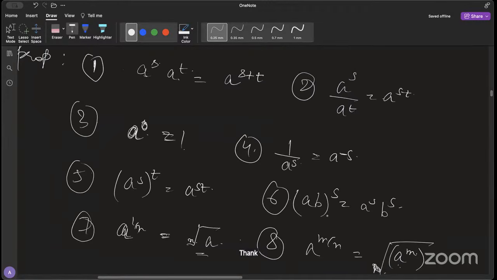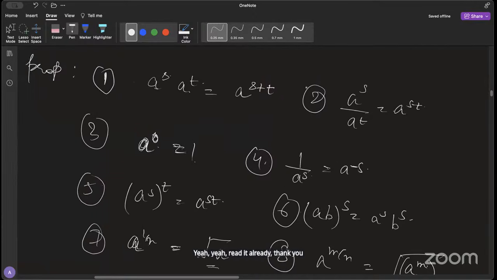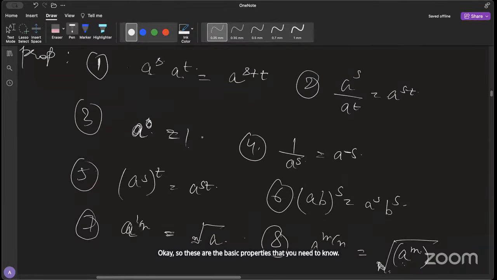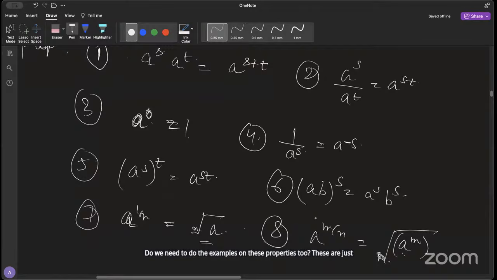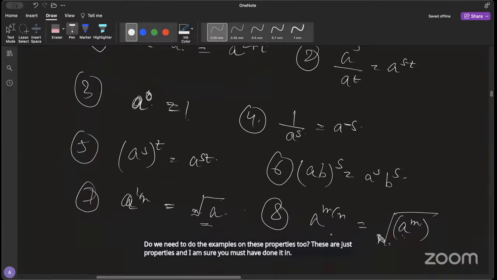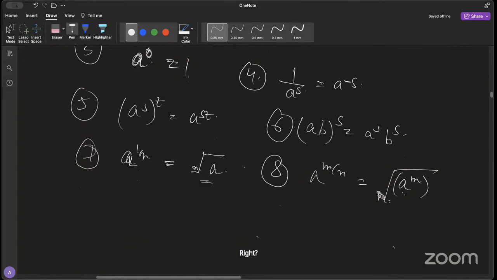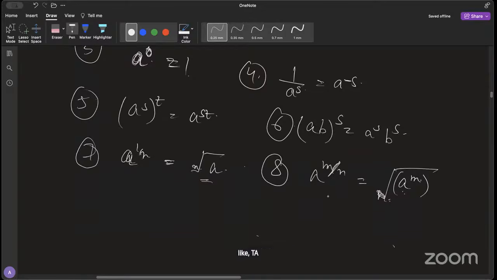Thank you, ma'am. So these are the basic properties that you need to know. Do we need to do the examples on these properties too? These are just properties, and I am sure you must have done it in your schools as well, right? Earlier, during the TA session, we did it already.